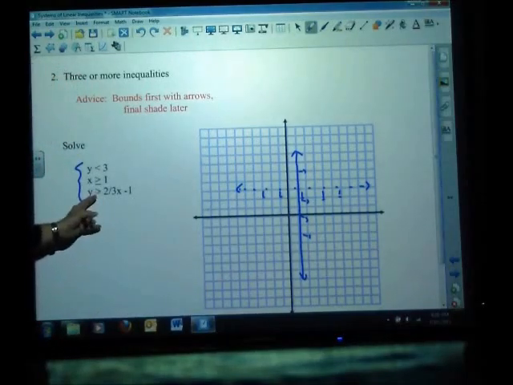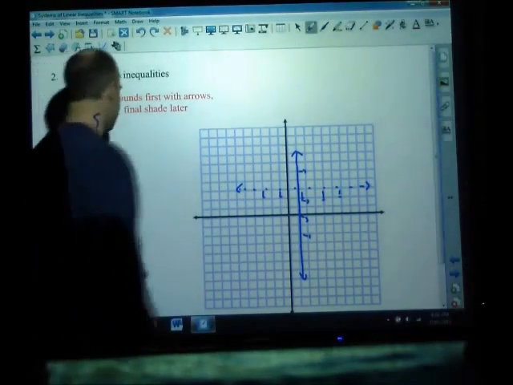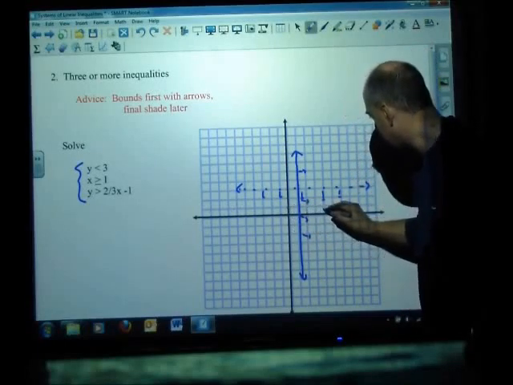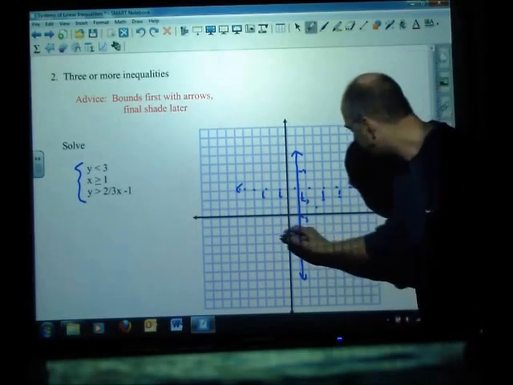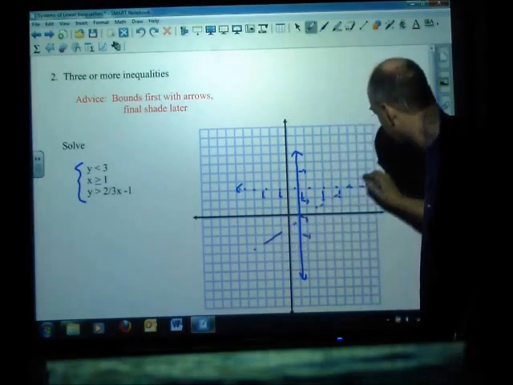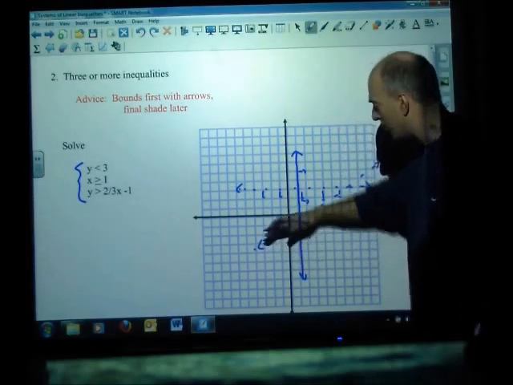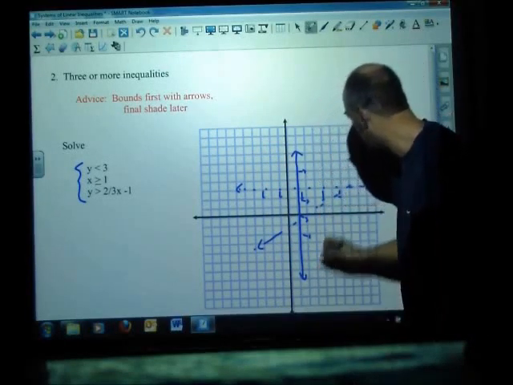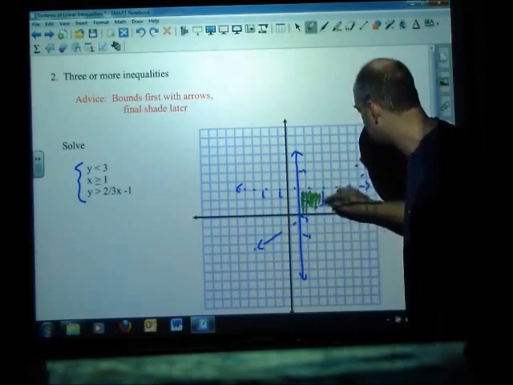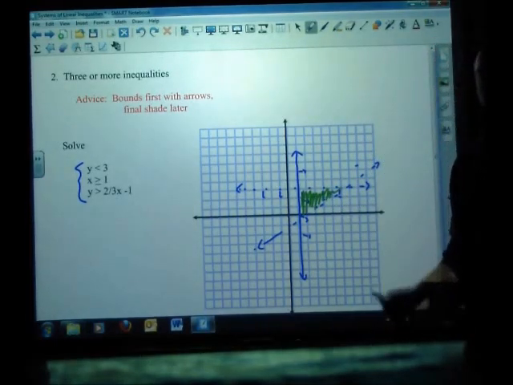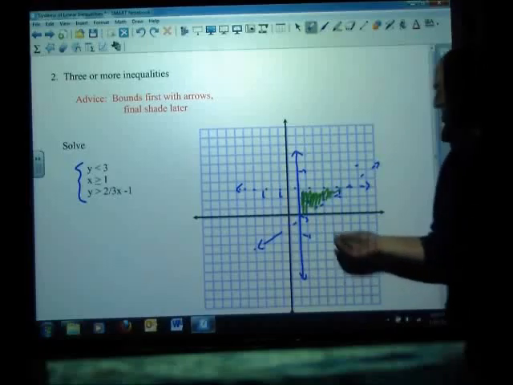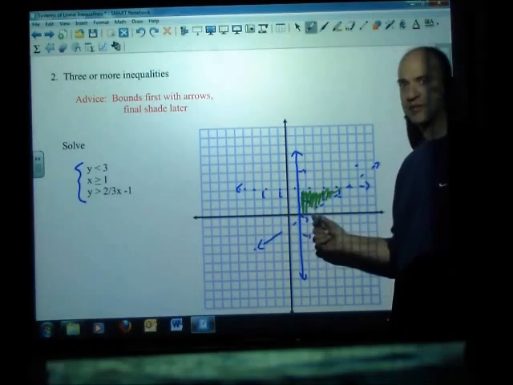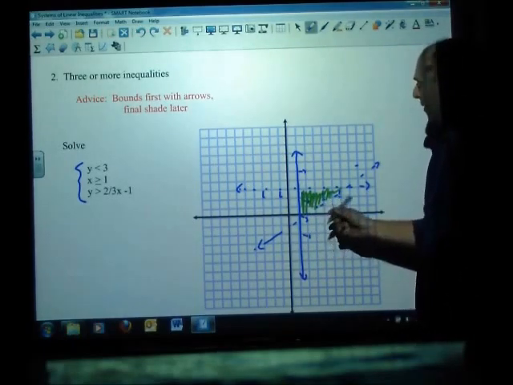Okay, and then I got one more inequality in this system. Y is greater than 2/3 x minus 1. Rise 2, run 3. Dotted boundary because it's greater than. Greater than with y would mean above. And what happens here, you can see it, is you get this little triangle. Okay? So, a system of inequalities is going to produce a zone of answers. It's actually called a feasible region of answers, or a feasible set.